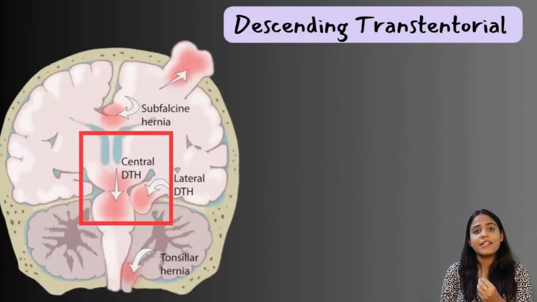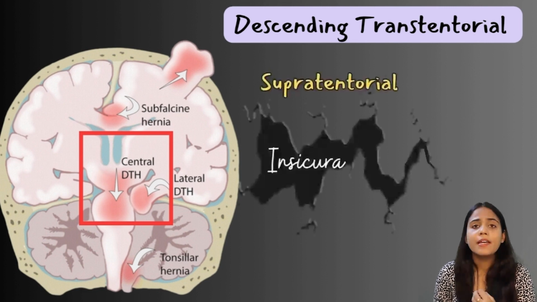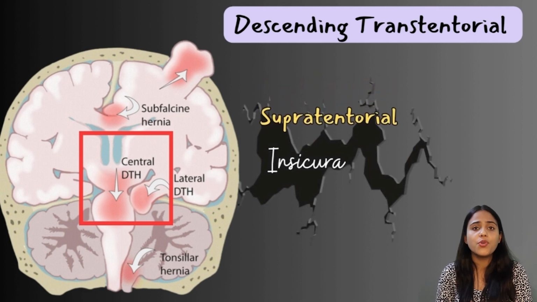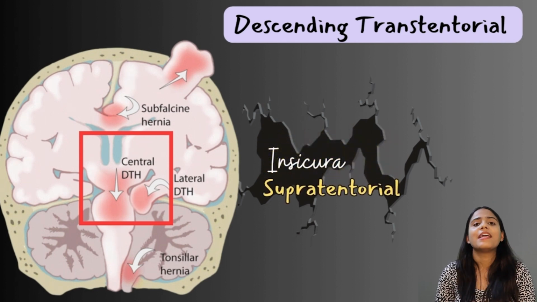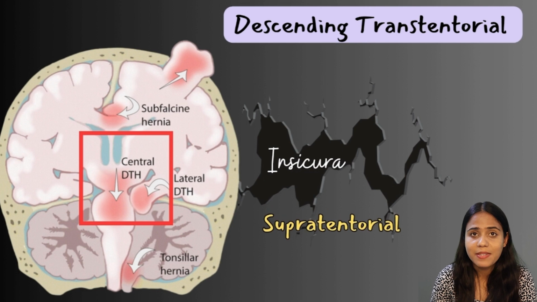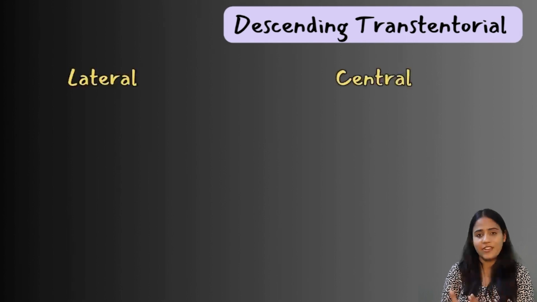Next is the descending transtentorial herniation, which is the second most common herniation syndrome. Here, the supratentorial brain tissue descends downwards through the incisura, which is a gap anterior to the free edge of the tentorium cerebelli, into the infratentorial compartment. These are of two types: lateral descending transtentorial herniation and central type.